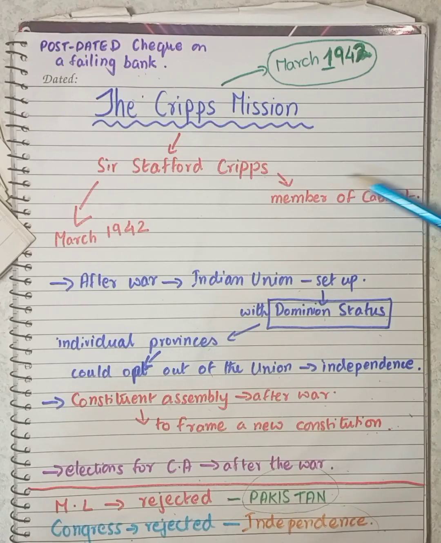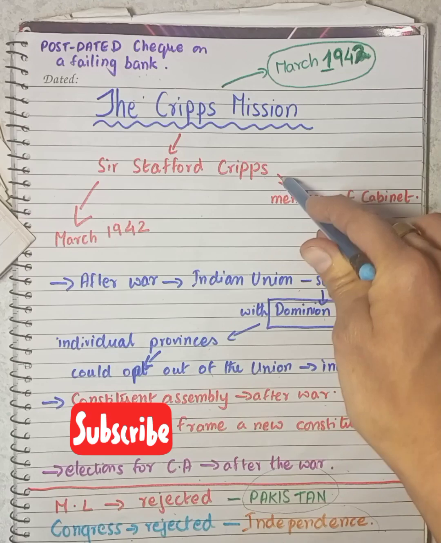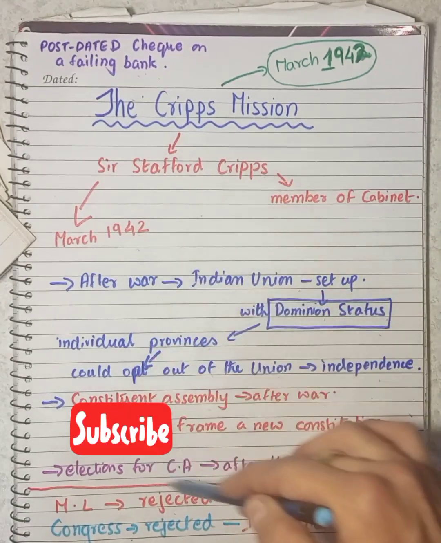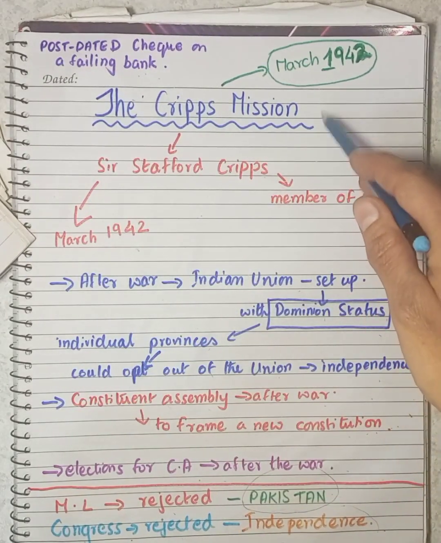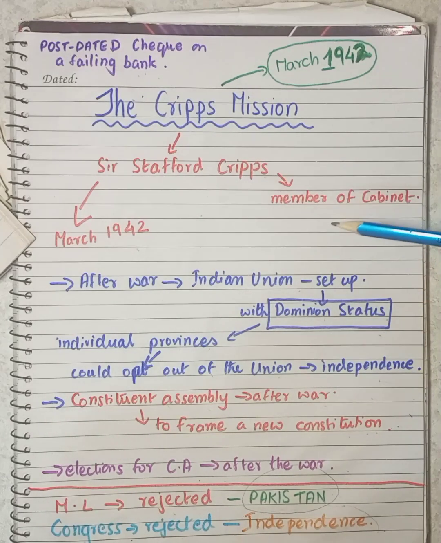You get questions like, what was the Cripps Mission? If you get a question like that, you can write all these points. Remember who came with the Cripps Mission, who headed this mission, its date, the main points involved, and what was the purpose behind the Cripps Mission. They wanted a compromise to be established with the League and the Congress.